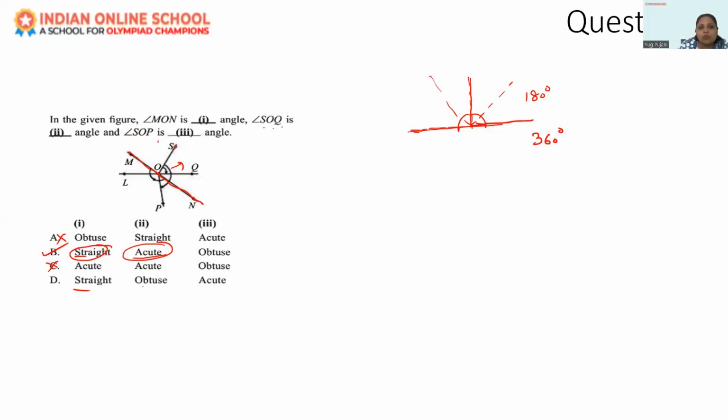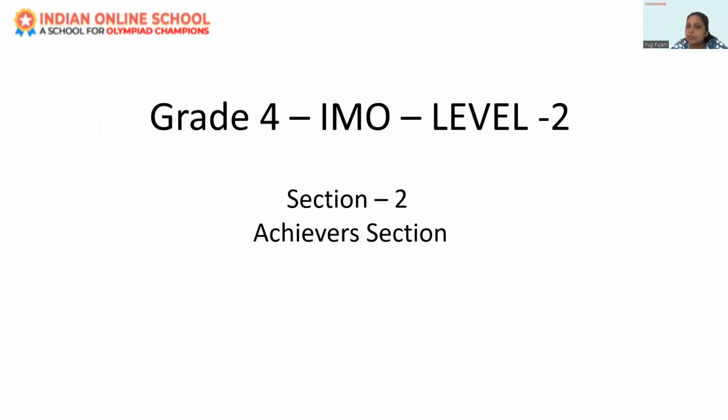Now, SOP. If you can see that this is a base, it will be more than 90, so it will be an obtuse angle. So straight, acute, and obtuse. So option B will be your answer. Got it? Let's move to the next one now.